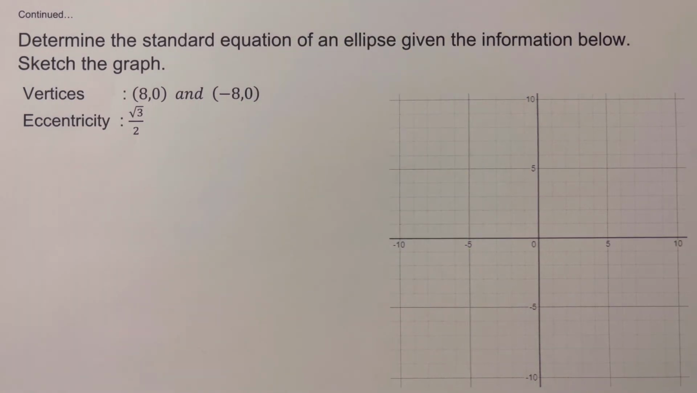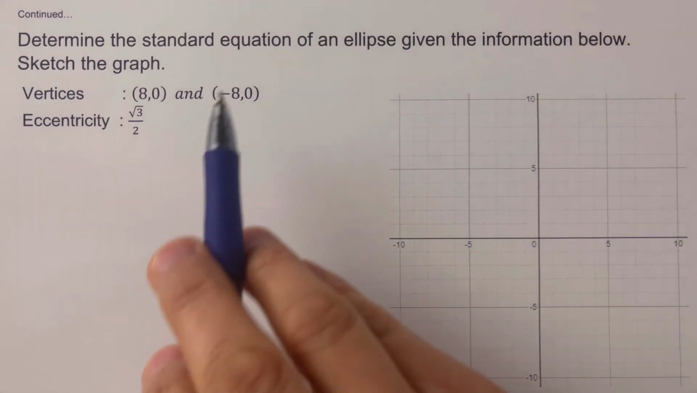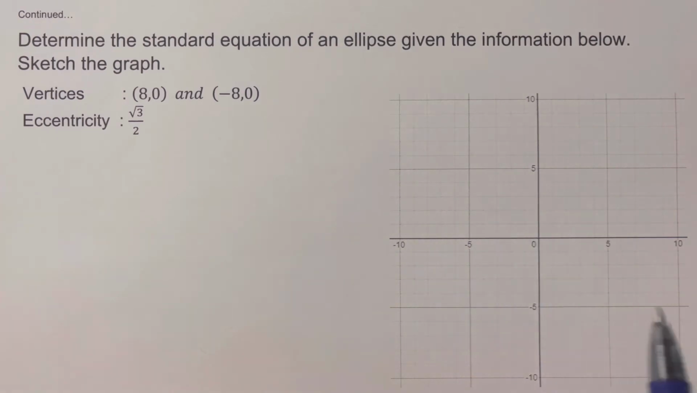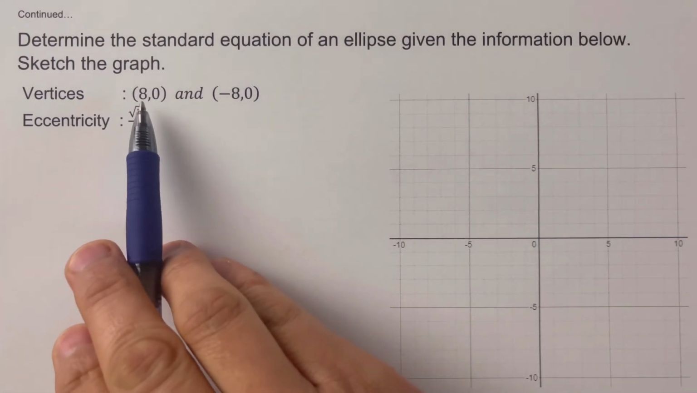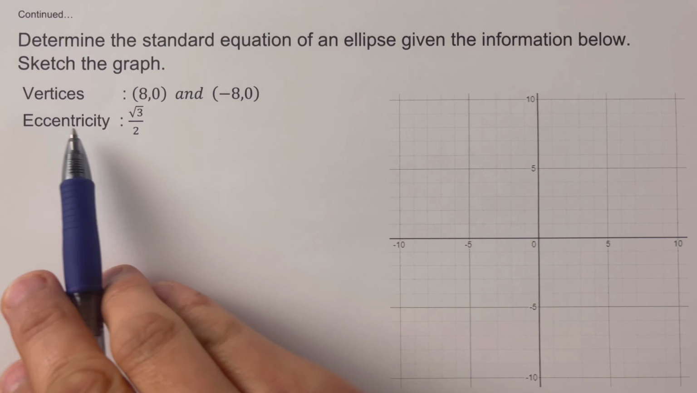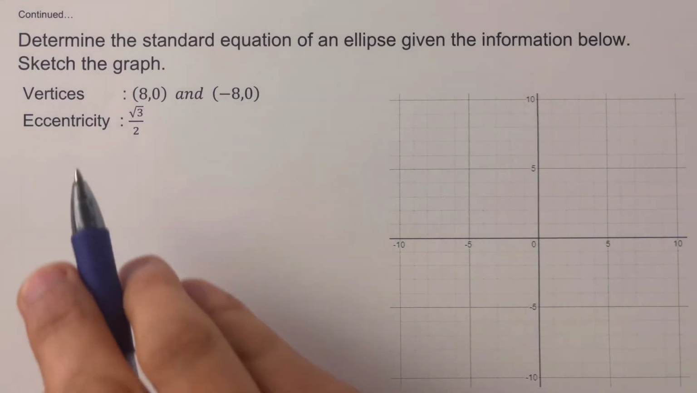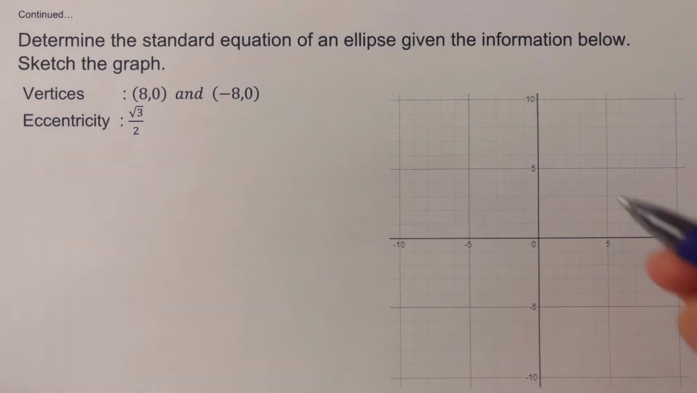Okay, so we go over the problem here. We're supposed to determine the standard equation of an ellipse, and we're supposed to graph it given the coordinates of these two vertices and the eccentricity. So I'm going to plot these 2 points down here.